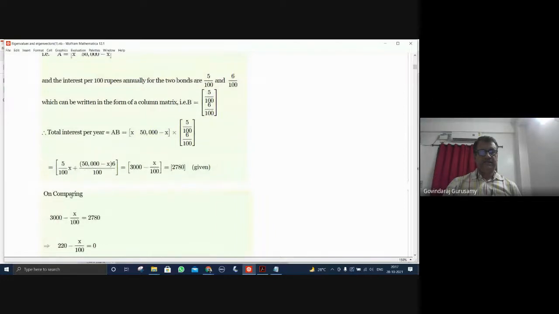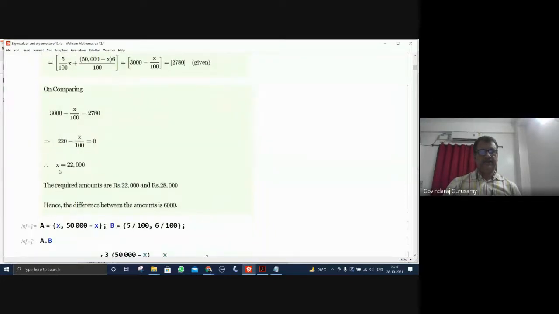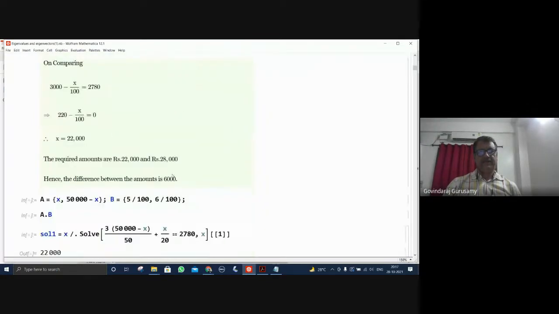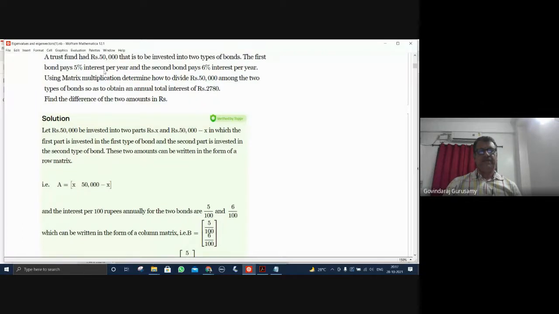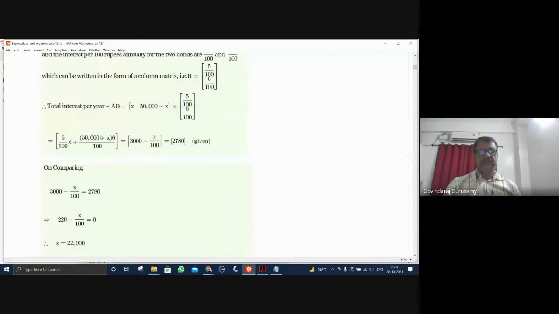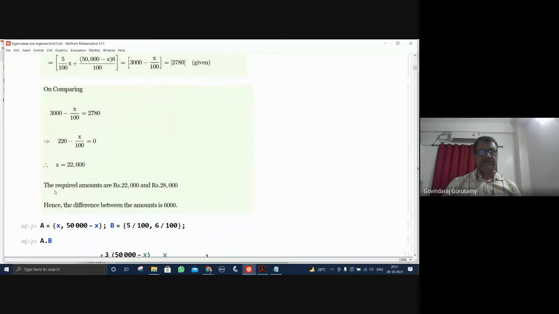Now we solve this equation and compare. Simplify this, and when you simplify, you will get X as this much, and the remaining will be 50,000 minus X. So the required amounts are 22,000 and 28,000. That is the splitting that goes on, with 50,000 rupees invested at 5% interest and 6% interest per annum. The difference between the amounts is 6,000.